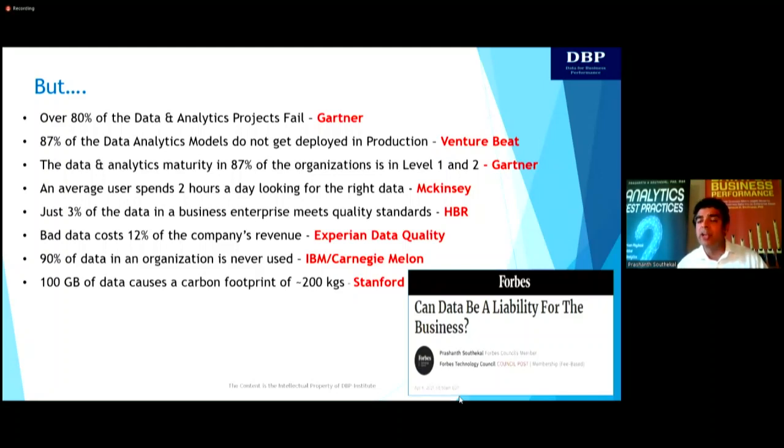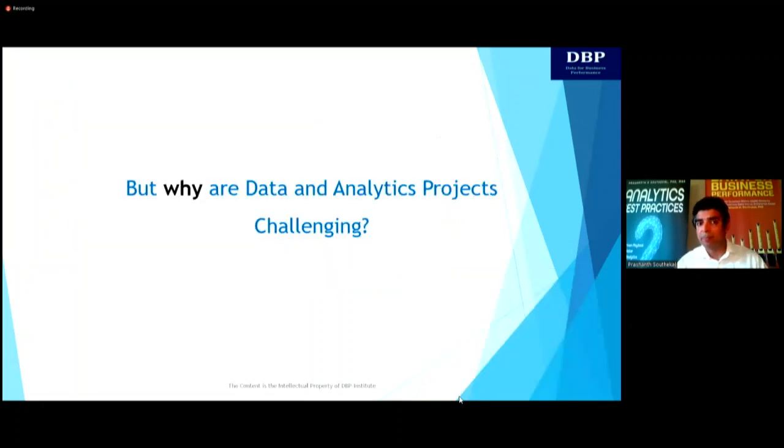So just capturing and storing data doesn't make any organization data driven. With this in background, Prashanth, why are data analytics projects challenging? What are the reasons for which these data analytics projects are running into so many difficult hurdles?